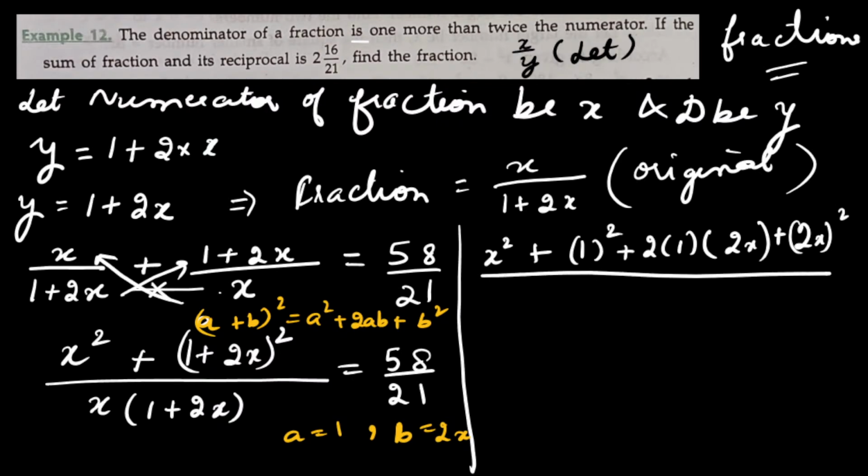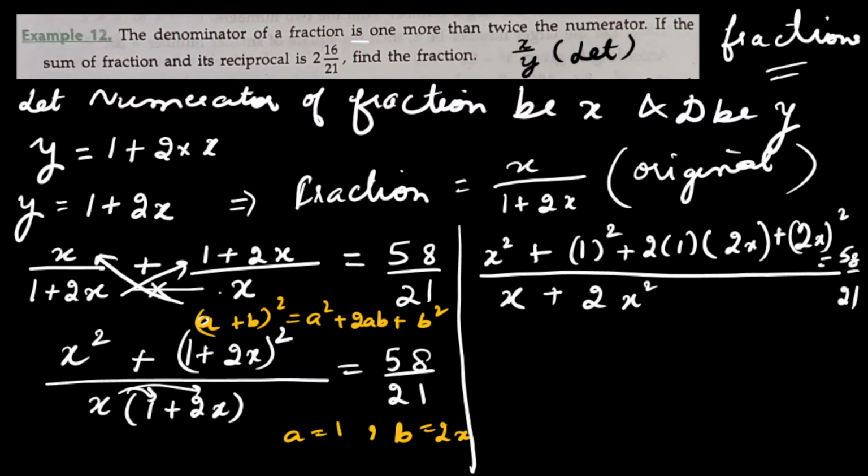So I've just applied the expansion here. So this we can multiply. x into 1 is x, 1 into x, 2x into x is 2x square, and this full fraction is equal to 58 by 21.